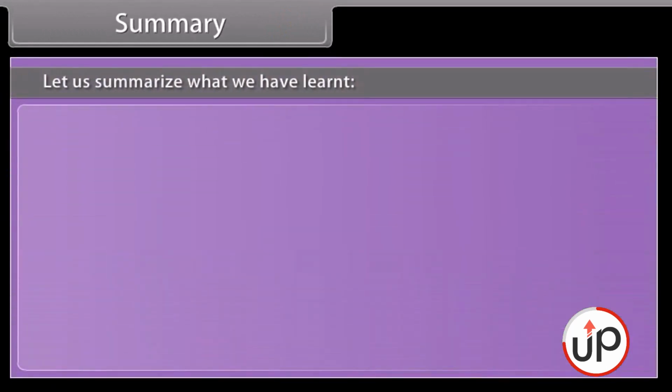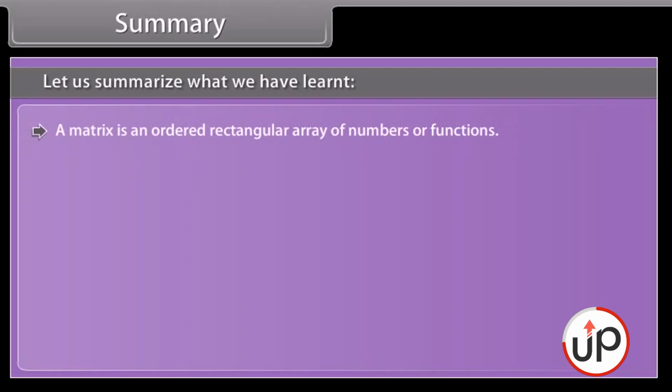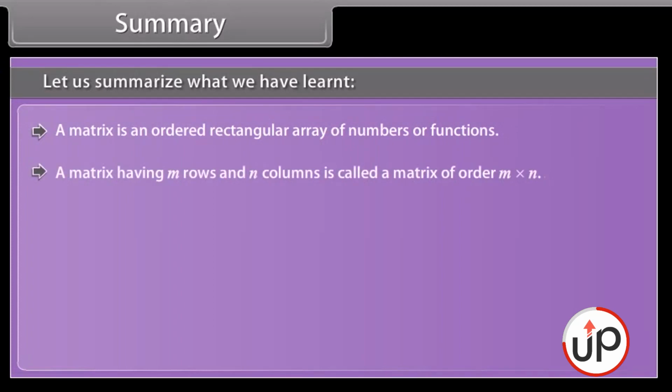Summary. Let us summarize what we have learnt. A matrix is an ordered rectangular array of numbers or functions. A matrix having m rows and n columns is called a matrix of order m by n. A_ij of order m by 1 is a column matrix. A_ij of order 1 by n is a row matrix.